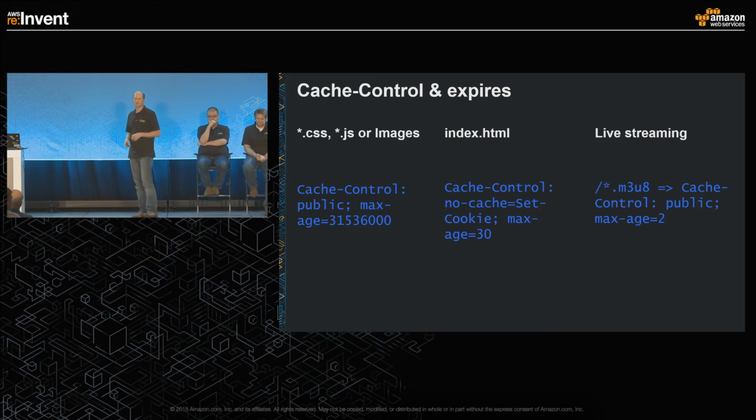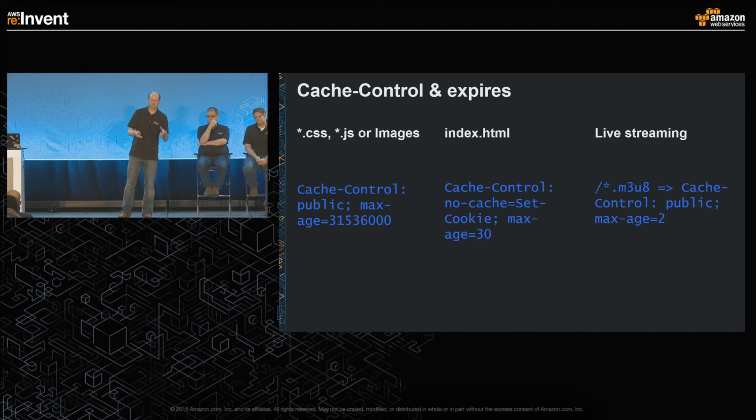And our third use case is for live streaming. With live streaming, you might create a cache behavior in CloudFront for your manifest file or M3U8 for our HLS live stream. And ideally, your origin will be returning a cache control public max age equals 2, so that the manifest is constantly being refreshed, which allows your users to follow your live stream.